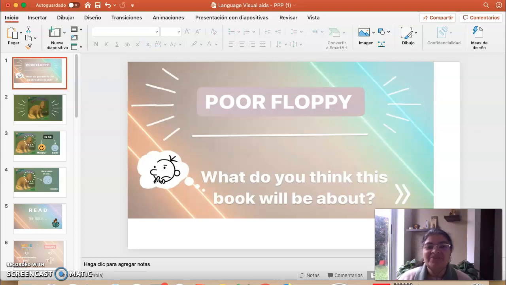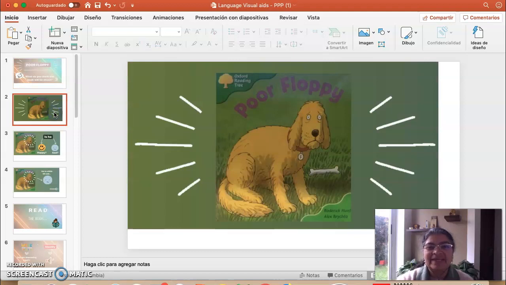Today we are going to read a new book that corresponds to Oxford Reading 3 program. And what do you think the book will be about? Maybe it is about, I don't know, maybe one of the characters of Oxford Reading 3. Well, let's start. Yeah! Today the character is Floppy.